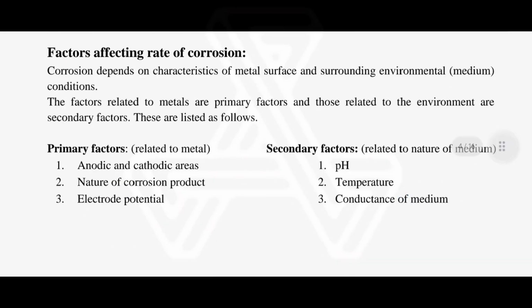Factors affecting rate of corrosion. Corrosion depends on characteristics of metal surface and surrounding environment medium. The factors related to the metals are primary factors and those related to the environment are secondary factors. They are listed below.